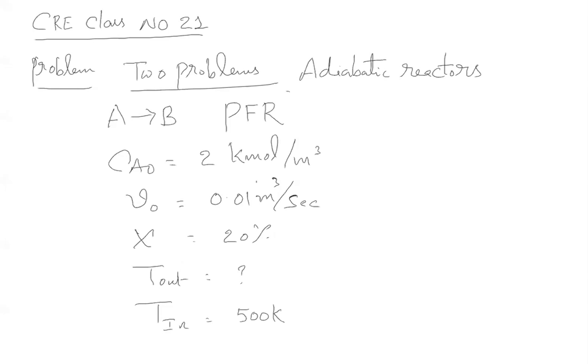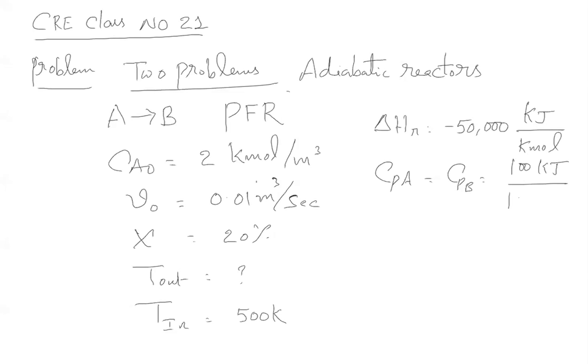Given data: delta HR equal to minus 50,000 kilojoules per kilomole. Cp of A equal to Cp of B equal to 100 kilojoule per kilomole Kelvin. So this is the given data.